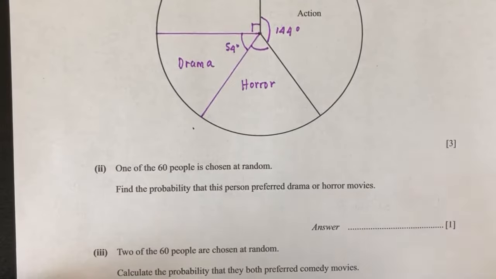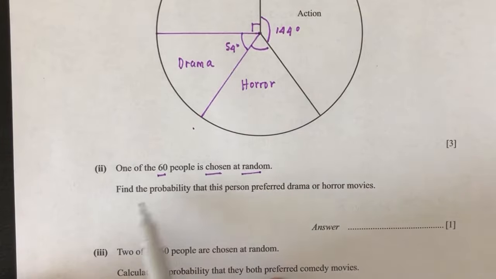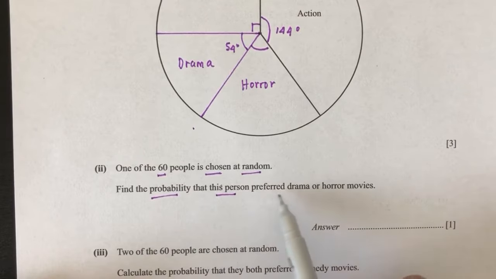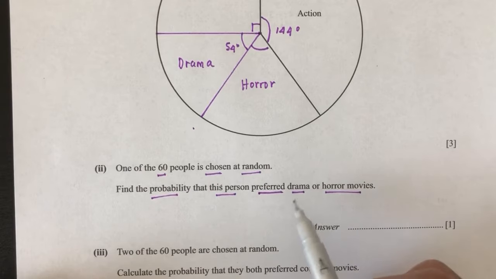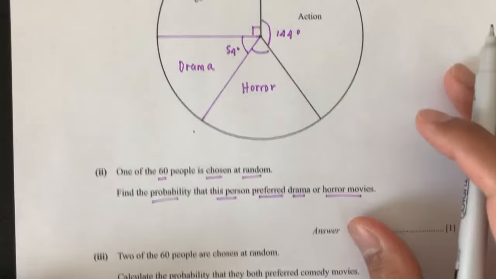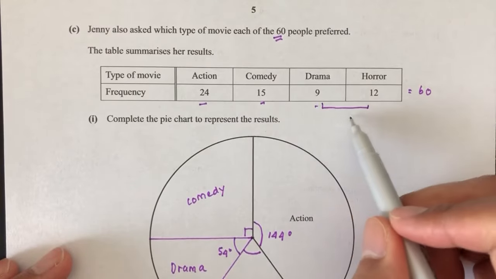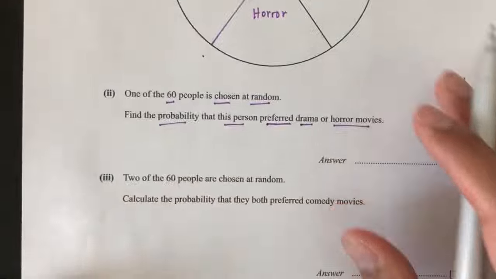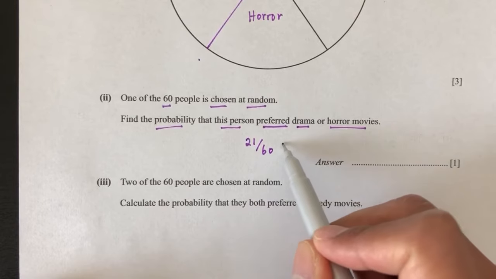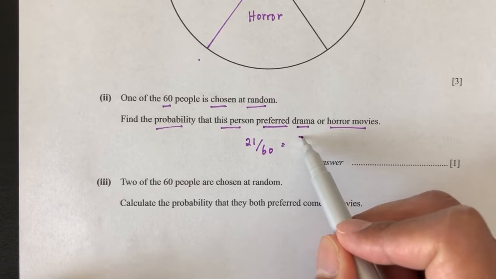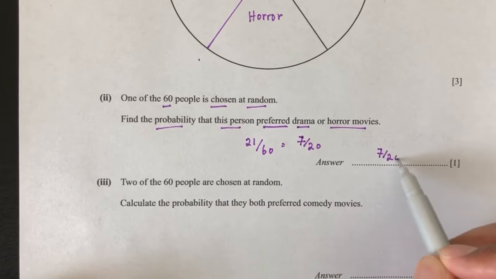Now part 2, it says one of the 60 people is chosen at random. Find the chance that this person preferred drama or horror movies. So how many people prefer drama or horror? So let's find out. Drama or horror is 9 plus 12, that is 21. So the chance will be 21 divided by 60 people in total, that will be 7 over 20. This is your answer for part 2.